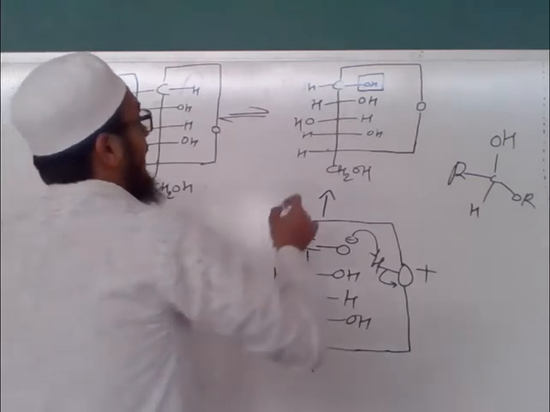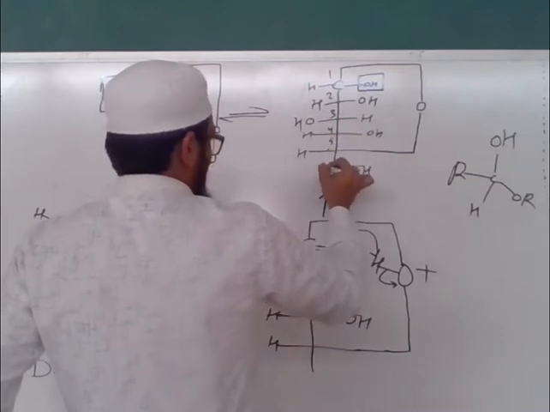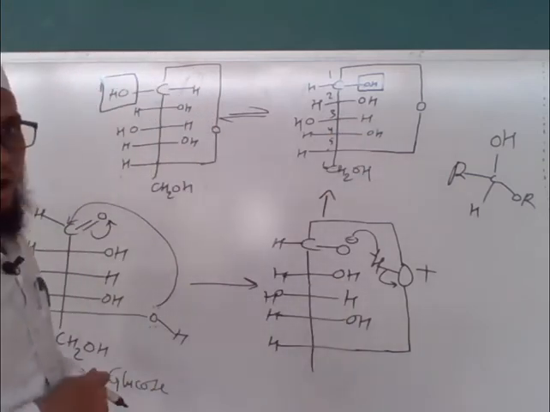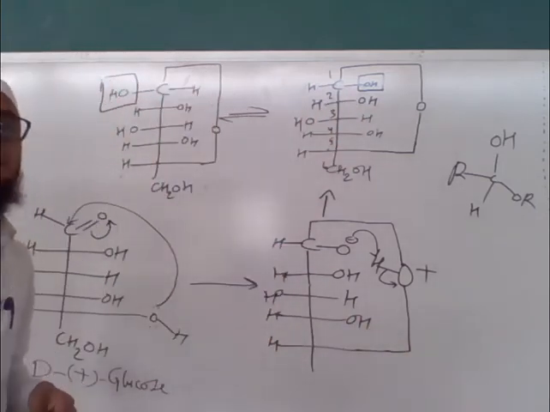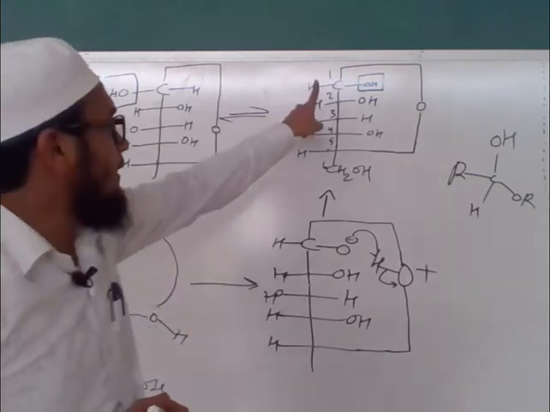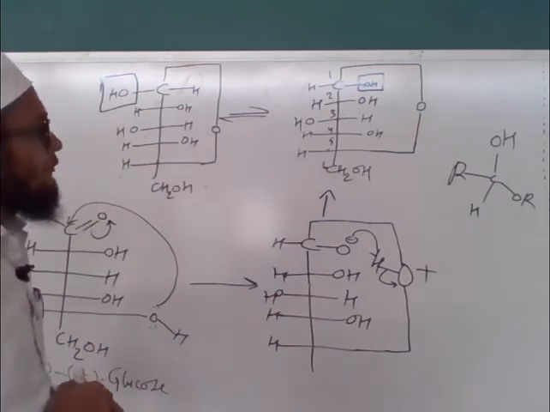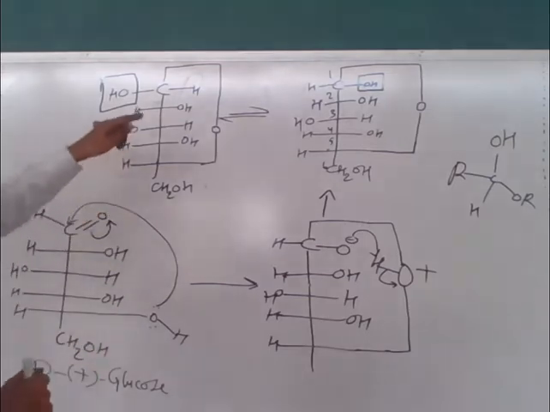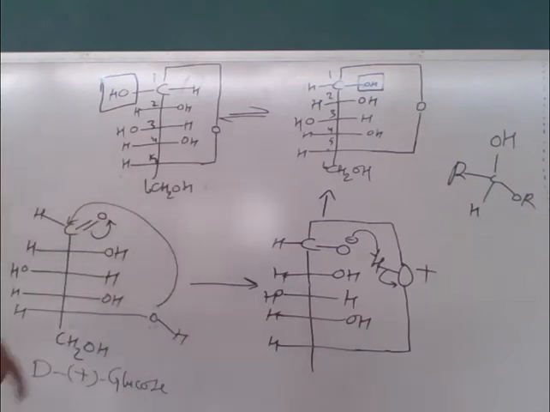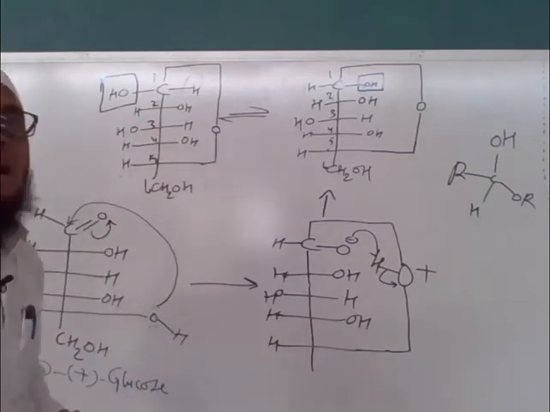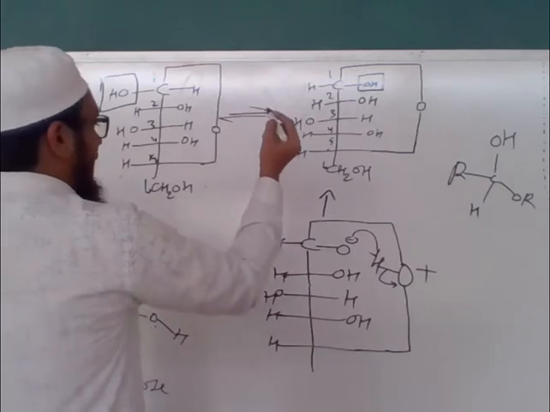Now if the OH is on the right side at the first carbon — first, second, third, fourth, fifth, sixth — so my dear brothers and sisters, these two molecules are differing at the first chiral carbon. As you can see, the remaining structure is the same in both, but where they are differing, they are differing at the first chiral carbon, and this chiral carbon is known as the anomeric carbon.